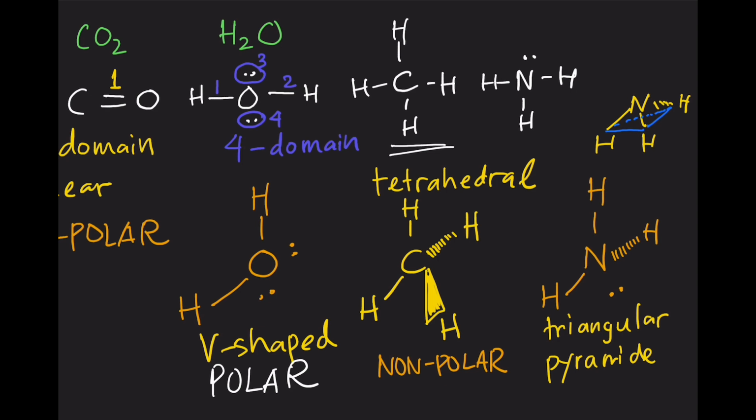Similarly, for ammonia, it is also not symmetrical. It's not a flat triangle, but rather it has the structure of a pyramid with a triangular base. So ammonia is also non-symmetrical, and therefore ammonia is also a polar molecule.